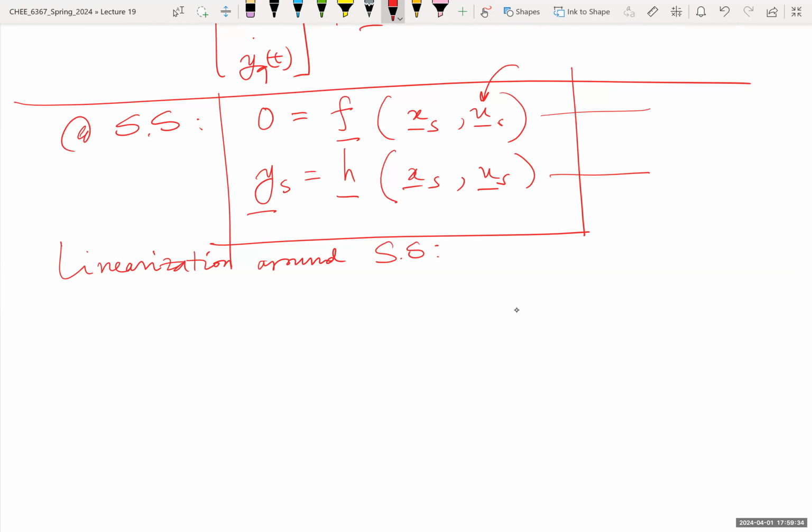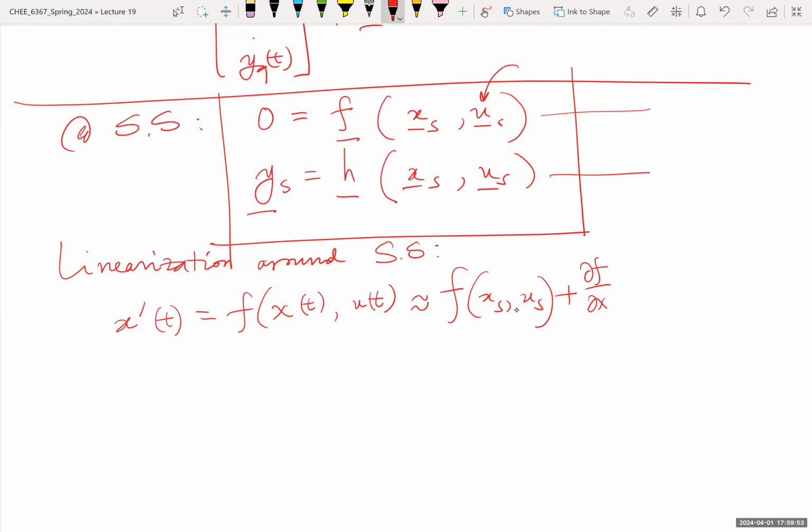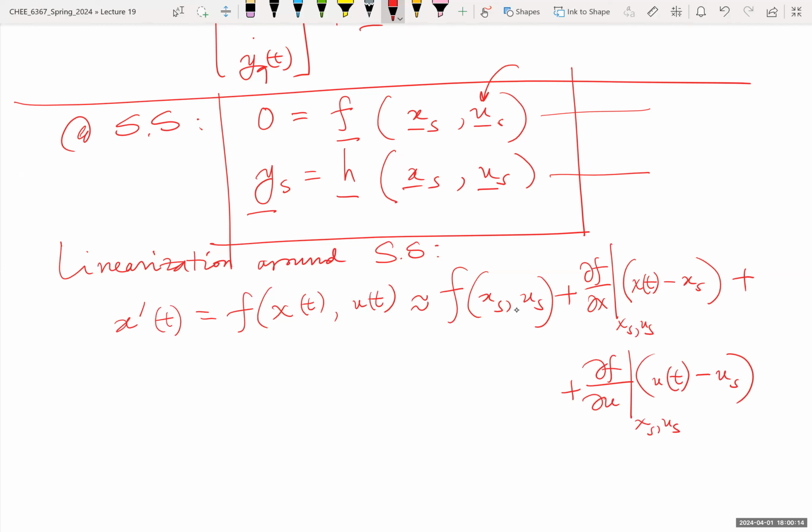which says that if you have x prime of t is equal to f of x of t, u of t, then this right-hand side is approximately equal to f at steady state plus the Jacobian of f with respect to x at steady state times x of t minus x at steady state, plus the Jacobian of f with respect to u at steady state times the deviation of u from steady state. We have called these deviation variables.